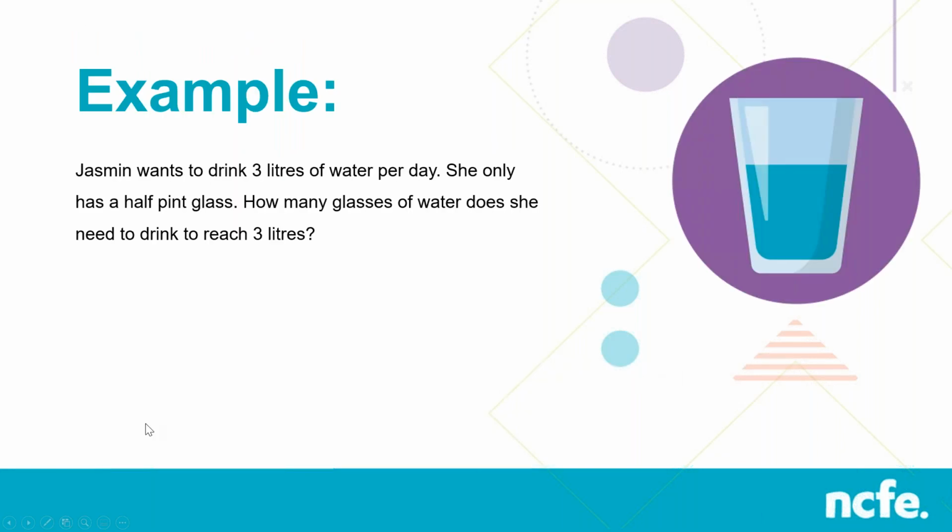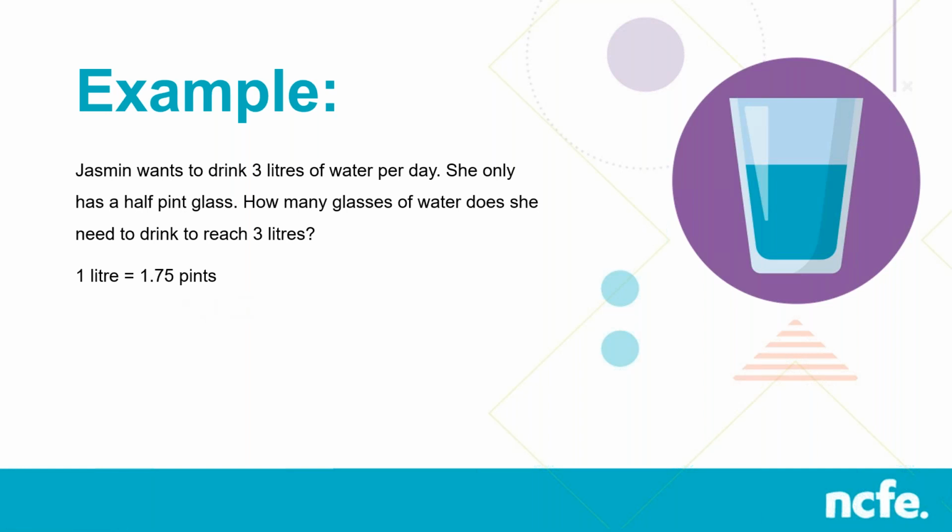So here we have an example. Jasmine wants to drink 3 litres of water per day. She only has a half-pint glass. How many glasses of water does she need to drink to reach 3 litres? So we're given 1 litre is equal to 1.75 pints.